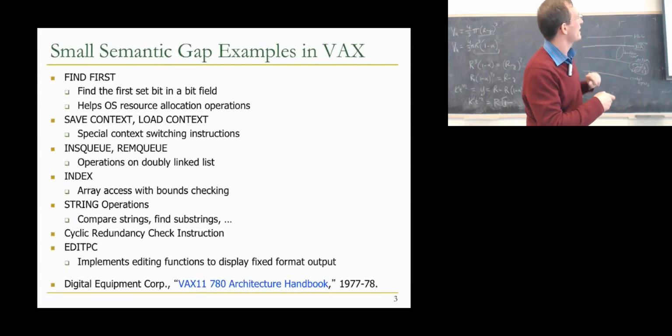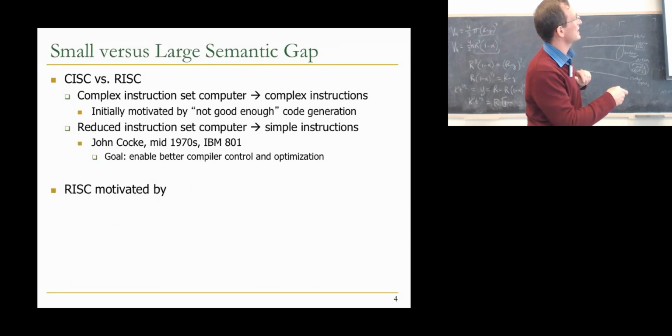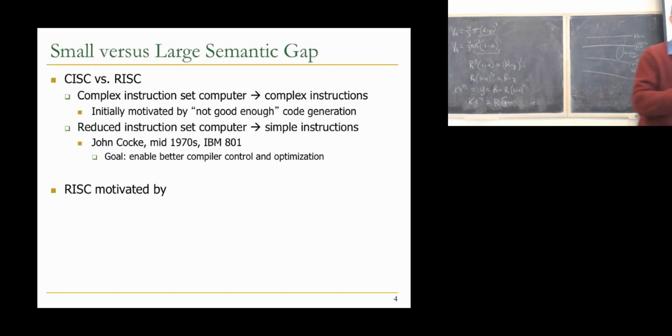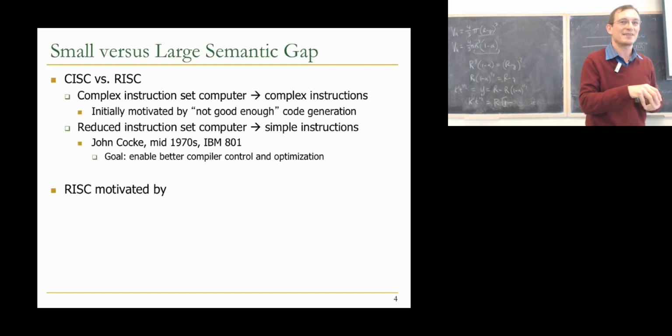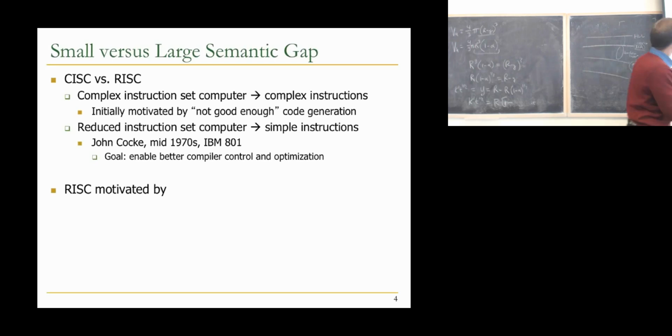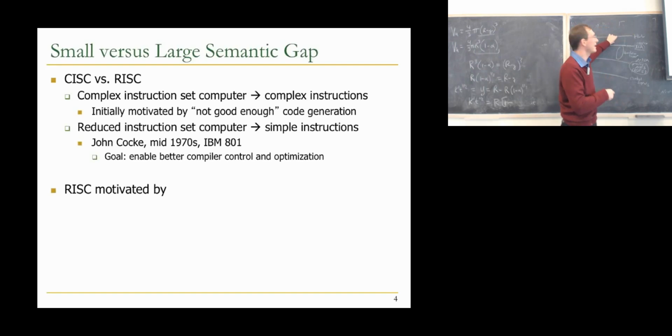Okay, so basically, the point is we have small versus large semantic gap, which dictates CISC versus RISC. CISC means complex instruction set computer, and it's mainly characterized by complex instructions. And it's initially motivated by not good enough code generation. I said that also in the last lecture. At that time, in the early times of computer design, compilers were not that good. Software was not as good. They were not good at optimizing the instructions. So people decided to keep the distance between the high-level language and the ISA small, such that you didn't need to do a lot of work in the compiler. And that was the initial motivation.